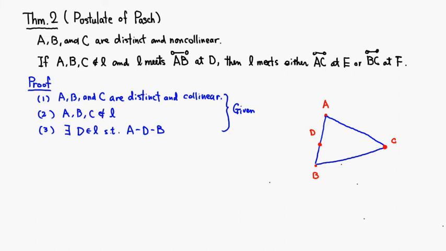So I'm going to just draw a line here, line L. It's going through D. So this is going to be our line L, right? All right, let's look at this. So since these are all givens, A, B, C are distinct and non-collinear, right? And A, B, C are not on the line. And there is a point D such that D is between A and B. So that's the same thing as L meets open segment AB at D, right? So those are just givens.